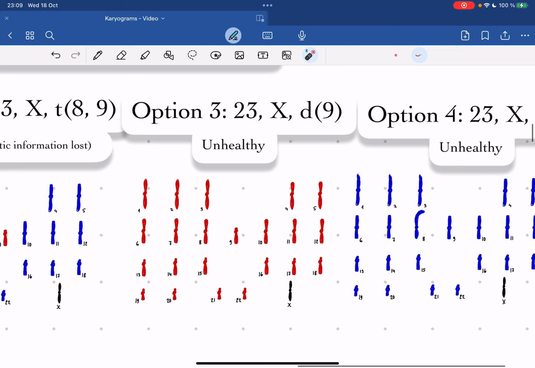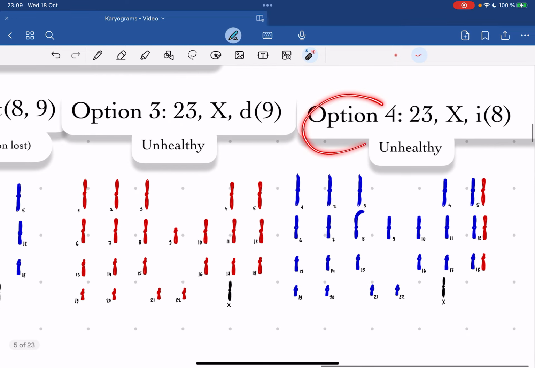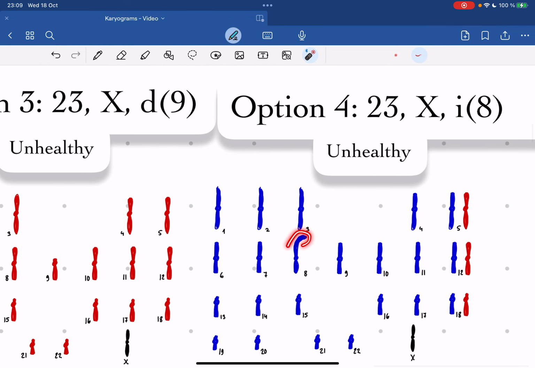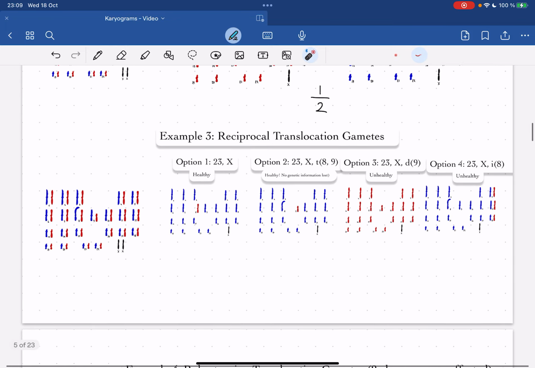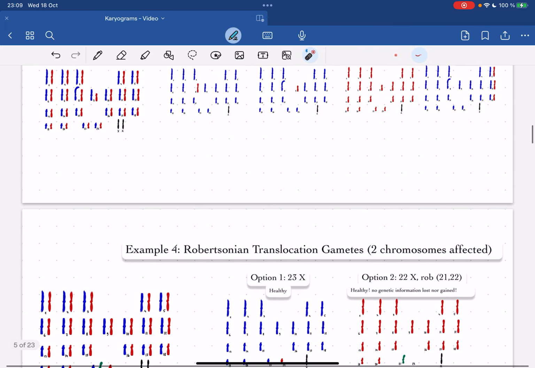Option 3, there is a deletion because we only took the deleted chromosome, we didn't take the inserted chromosome, so that would be deletion, and that would lead to unhealthy. Versus option 4 would be insertion, we only took the inserted molecule, we didn't take the non-inserted, and this will be gain of a piece, which means it's an unhealthy karyotype.